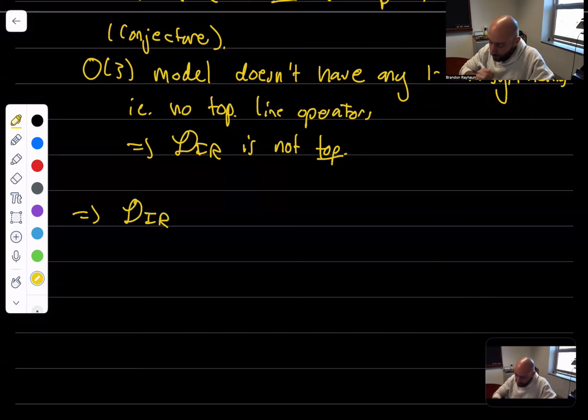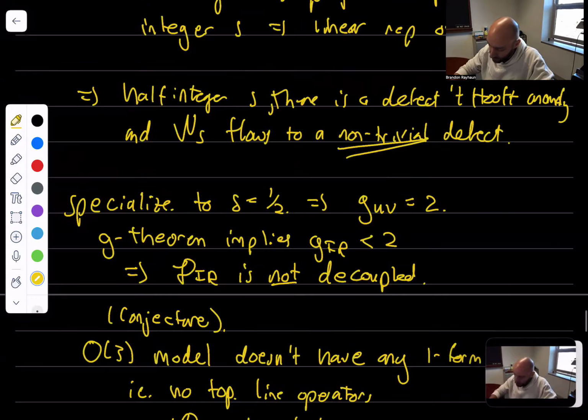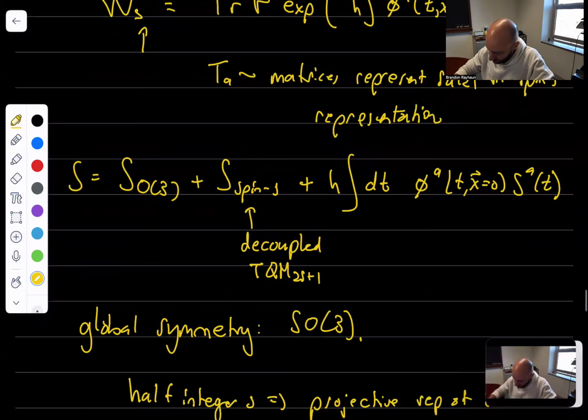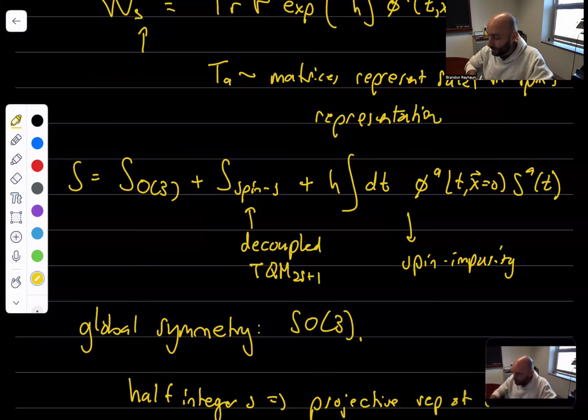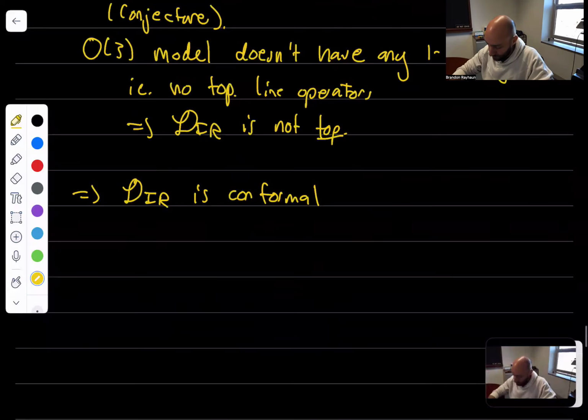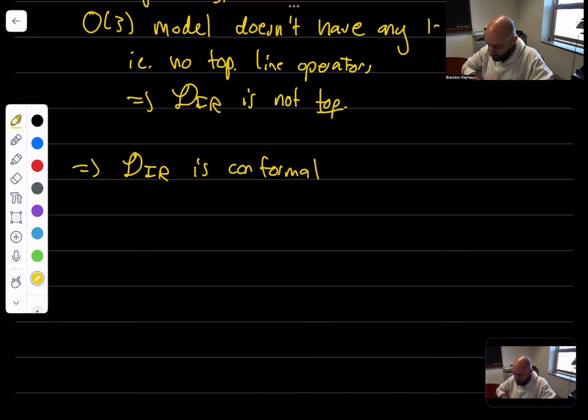So now we've ruled out all three possibilities besides the last one, which is that it's conformal. By the way, a nomenclature thing: this description of the defect is called a spin impurity, because you have some QFT and you take some qubit and you realize it as some impurity in your QFT. So this problem of showing that the spin 1/2 spin impurity in the O3 model is conformal is sometimes called the boson-Kondo problem.